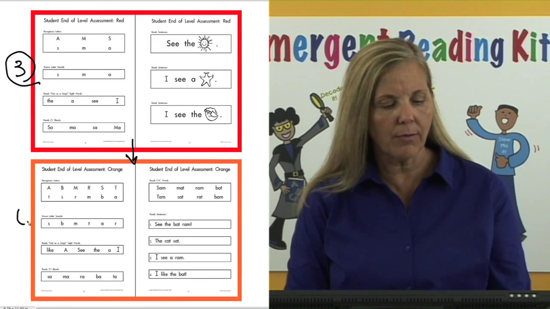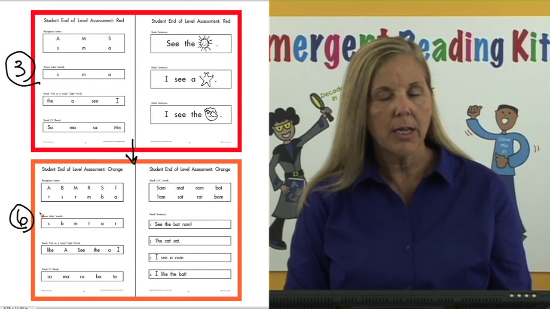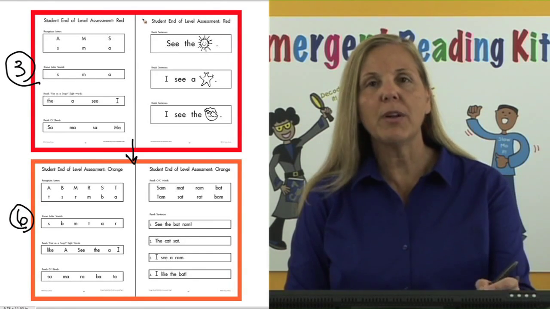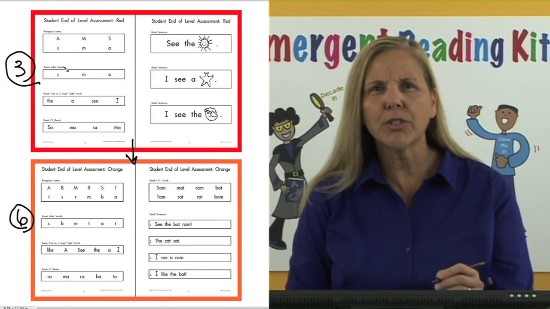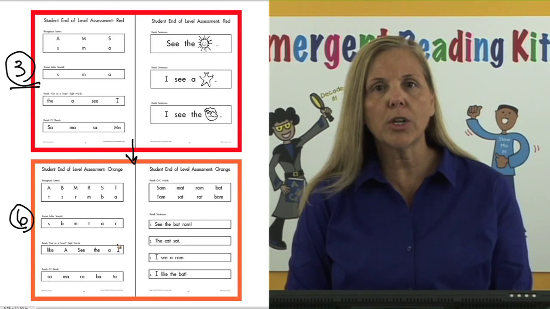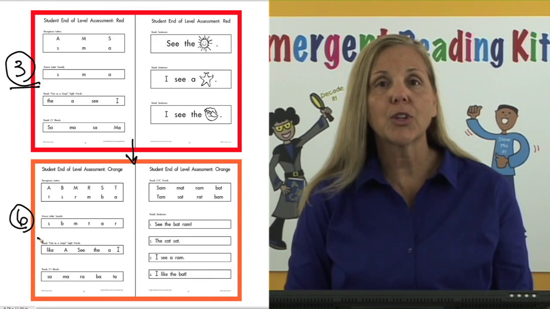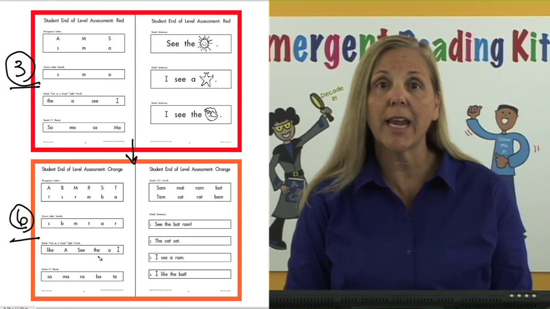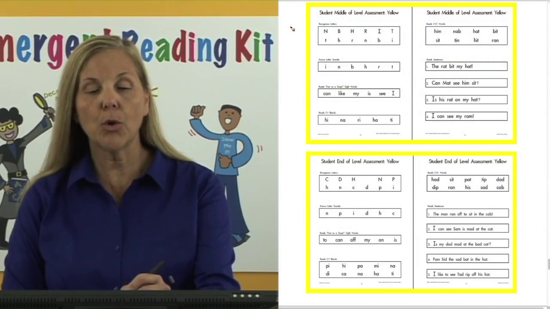Instruction at the orange level requires 6 weeks. So look what happened so far. When we first started the program, we're assessing students after 3 weeks. Then when we move to the orange level, we're assessing them after 6 weeks because the orange level takes 6 weeks. Now let's go to the yellow level.